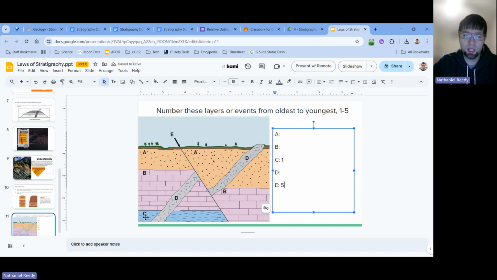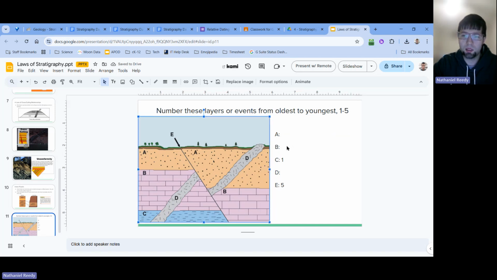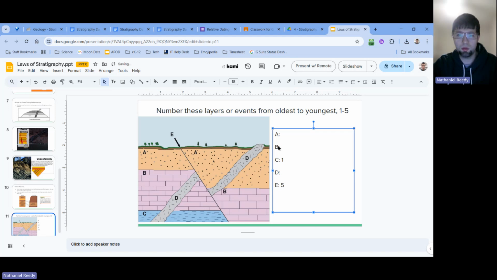Okay, so going back to C being the oldest, B is the next oldest. So 2 for B, and then 3 is A, which happened after B was laid down. So layer C was laid down, layer B was laid down, then layer A was put down. And then, okay, how do we know that D is 4? Because that's the only choice left.